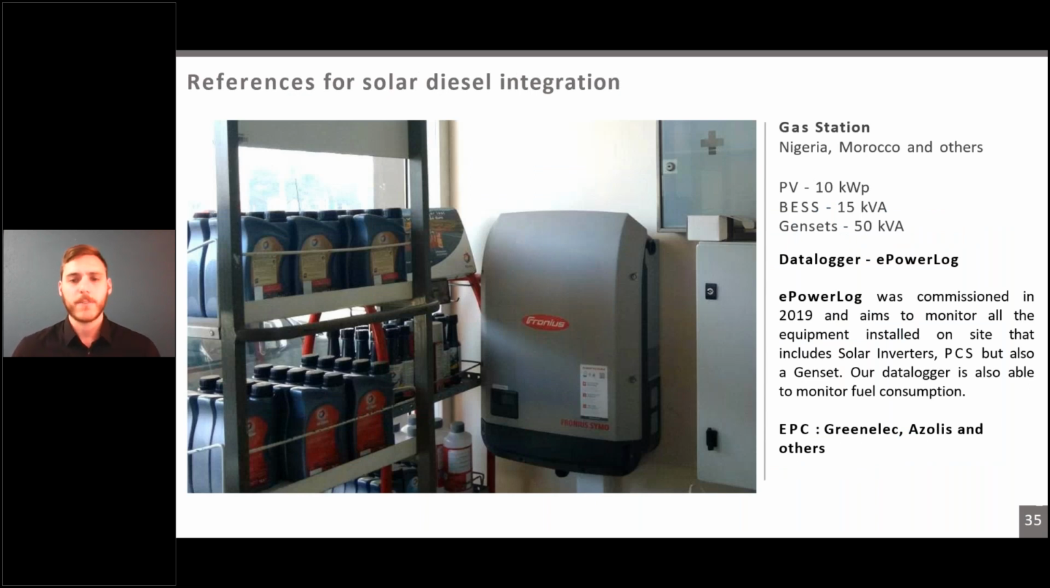Getting to our references, or some of the references that I can just go through with you. There's a gas station in Morocco, and quite a few others as well. But this one has 10 kilowatts worth of PV for this Fronius SIMO. As Christoph has mentioned, you can also add quite a few SIMOs in parallel. And then we have a battery system of 15 kilowatts, as well as a 50 kVA genset. In this situation, we only did the data logging. There's no actual control on this site. It was commissioned in 2019, and the system already functions.